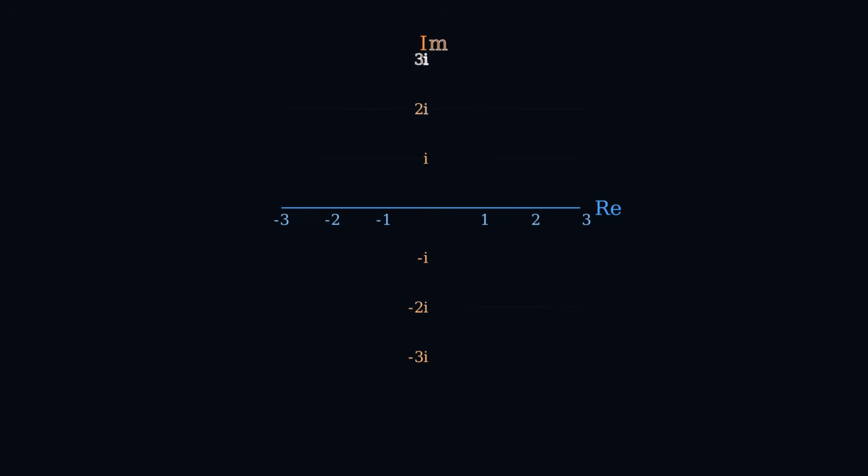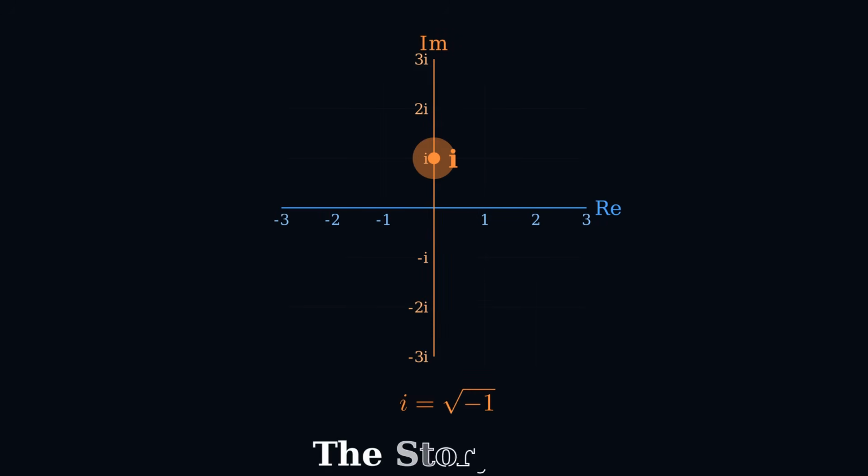The story of i. Complex numbers were not invented to satisfy abstract curiosity. They were forced into existence by a very concrete problem: solving cubic equations of the form x cubed plus px plus q equals 0.